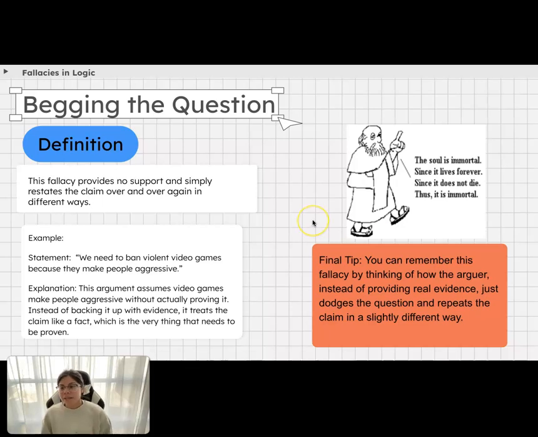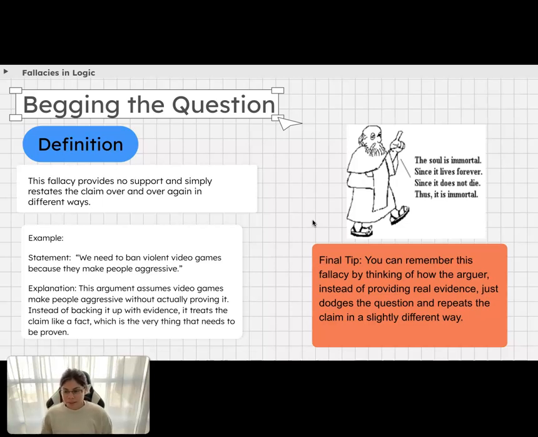Okay, now begging the question happens when someone's argument assumes the very thing they're trying to prove instead of giving evidence. So this is just using their assumptions about the thing that they're trying to prove instead of giving us some facts, data, some valid reasoning. An example would be, paranormal activity is real because I have experienced what can only be described as paranormal activity. So you see the problem in that specific one. This argument kind of goes in a circle and it doesn't actually prove anything per se. So instead of providing real evidence, it just repeats the claim in different words.